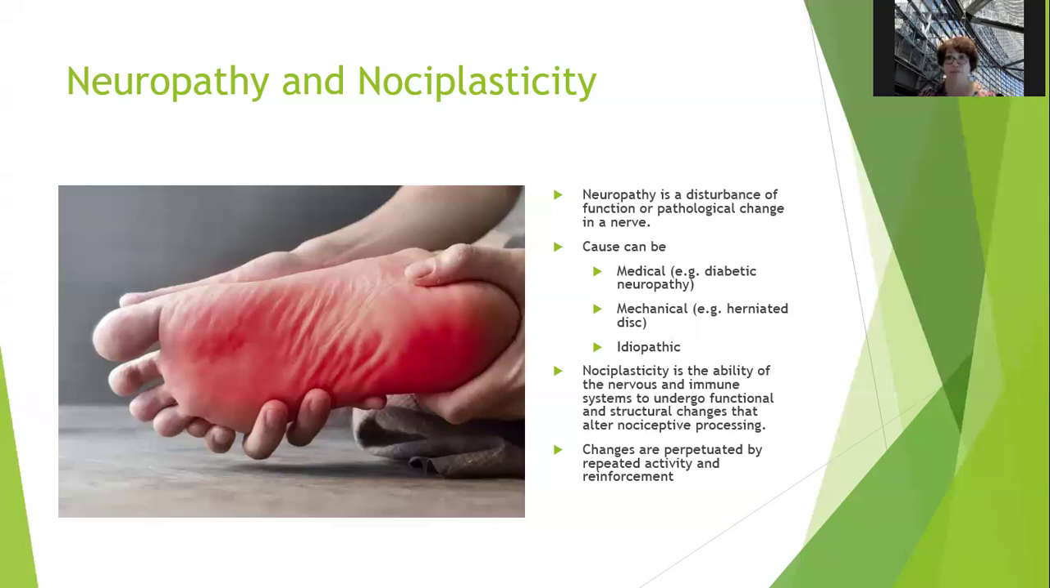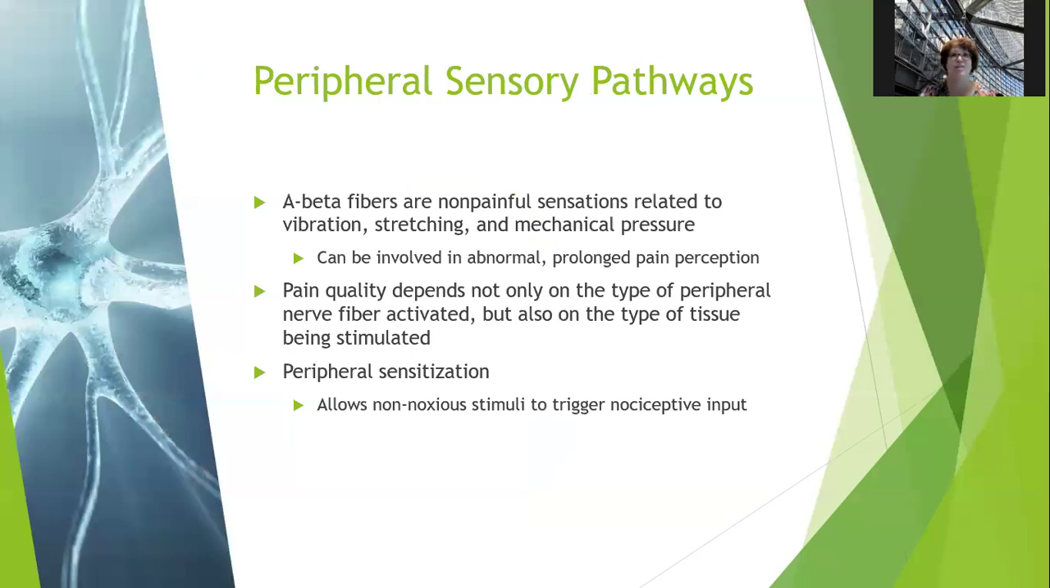It's considered bad, pathological. So A beta fibers are your non-painful sensations related to vibration, stretch, mechanical pressure. They can be involved in abnormal prolonged pain perception, but that usually involves a nociplastic etiology of the pain. So pain quality depends not only on the type of peripheral nerve fiber activated, but also the type of tissue being stimulated.